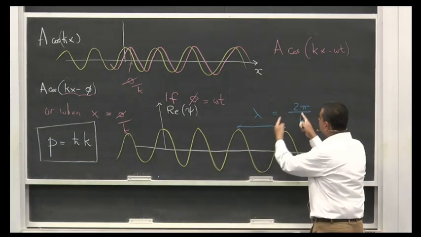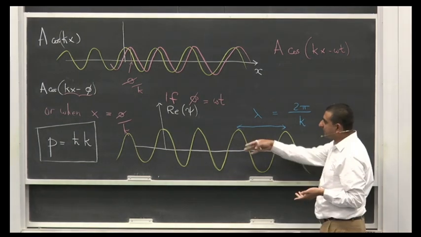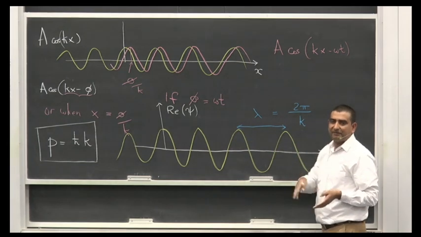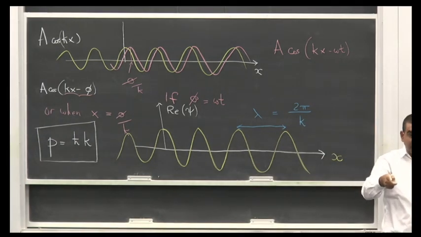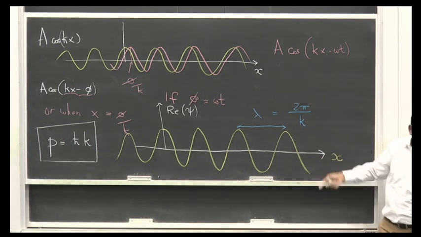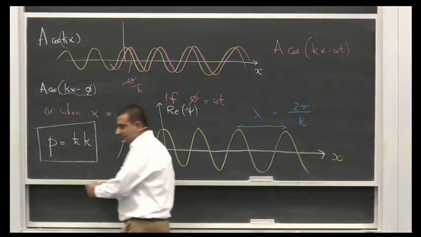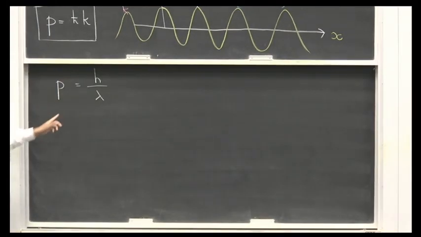Why is this 2 pi over k? This you can work out yourself. If this is a cosine kx, cosine is a periodic function, so you can find out the period in space. That turns out to be 2 pi over k. Okay, this is quite easy. Do it as homework. No problem about it. But this is the de Broglie relationship you've already studied.